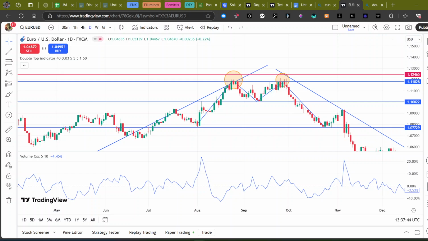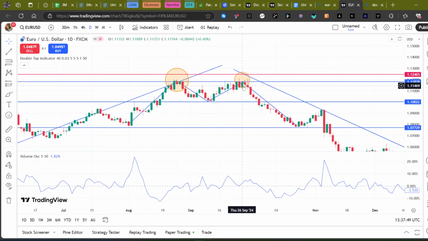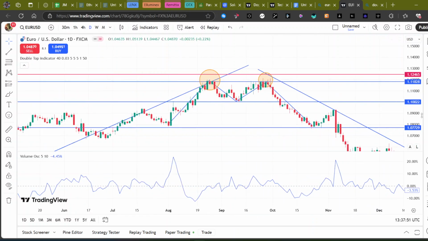So that is a wrap, traders. Now you know exactly how to identify, confirm, and trade the double top pattern like a pro.